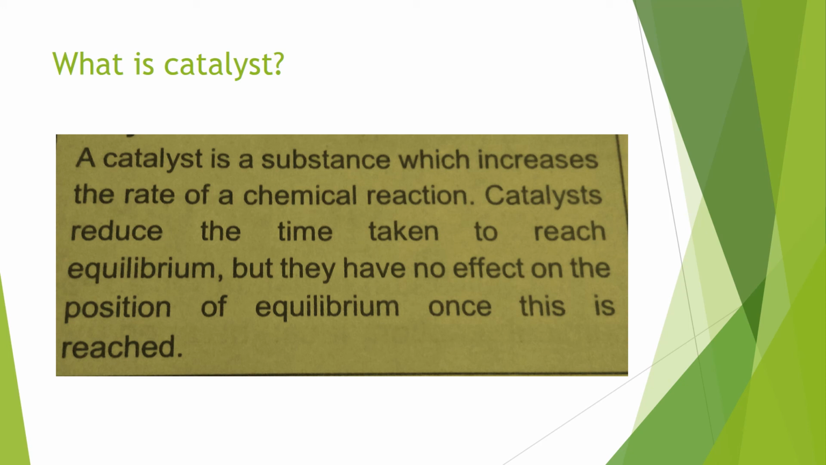As in the previous slide, I have told you that we add the catalyst. So what is the catalyst? A catalyst is a substance which increases the rate of the chemical reaction. So when we add the catalyst in a chemical reaction, what happens? Speed of the reaction increases, and catalyst reduce the time taken to reach the equilibrium.